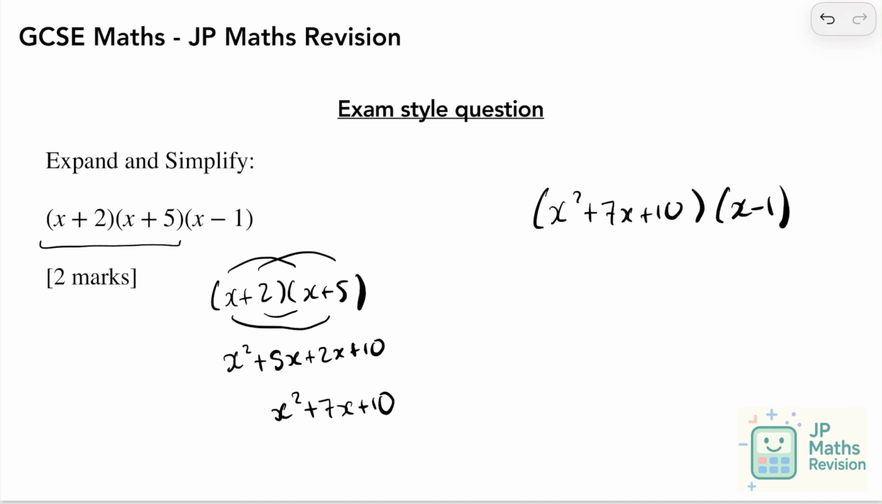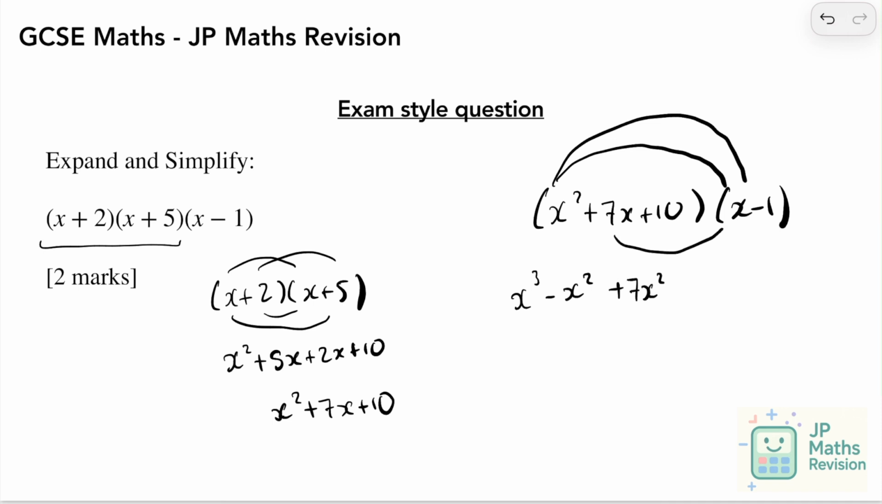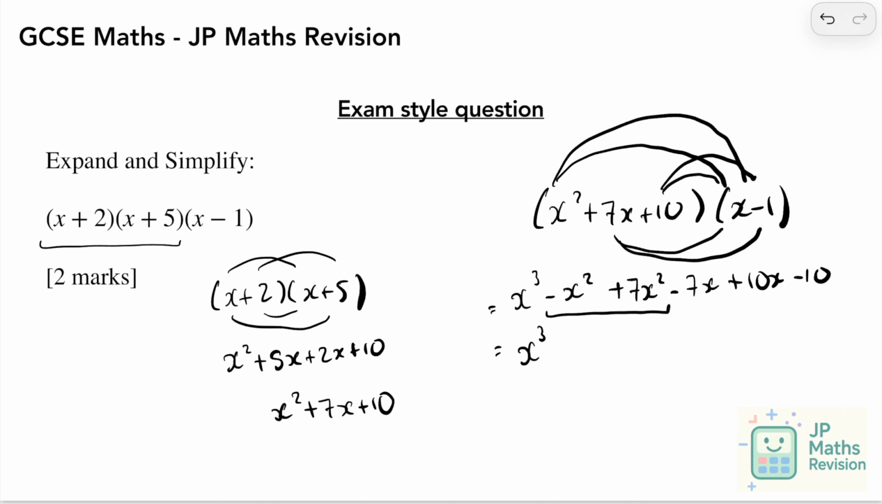So that comes out as x cubed if we do x squared times x, minus x squared if we do x squared times minus 1. Plus 7x squared if we do 7x times x, and then minus 7x if we do 7x times minus 1, and then plus 10x if we do 10 times x, and then minus 10 if we do 10 times minus 1. So if we simplify that, we get x cubed, and then we've got minus 1x squared plus 7x squared, so that is going to be plus 6x squared, minus 7 plus 10, so that's 3x, and then minus 10 is on the end. So for 2 marks, that is the answer to that question.